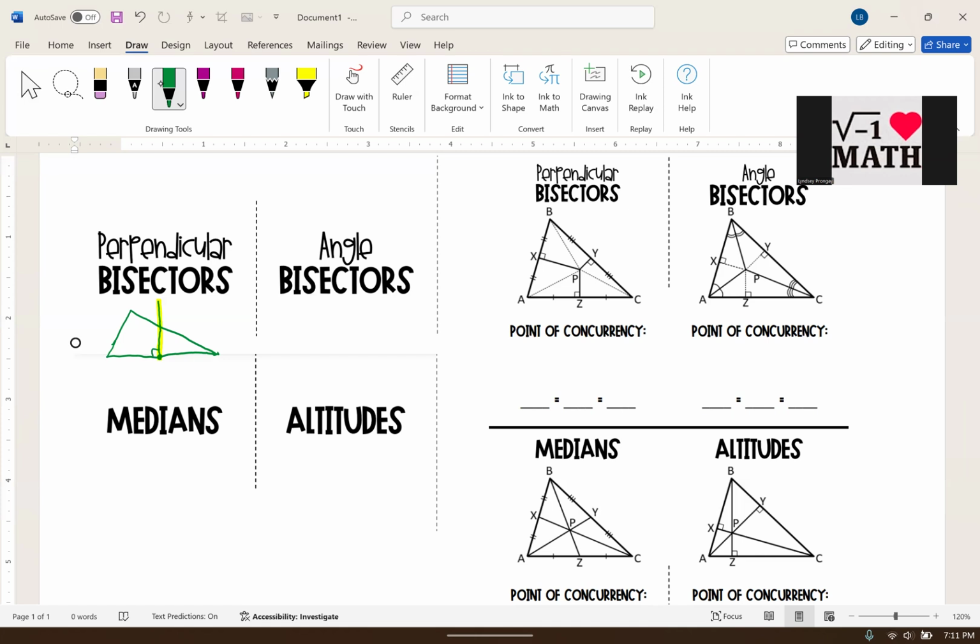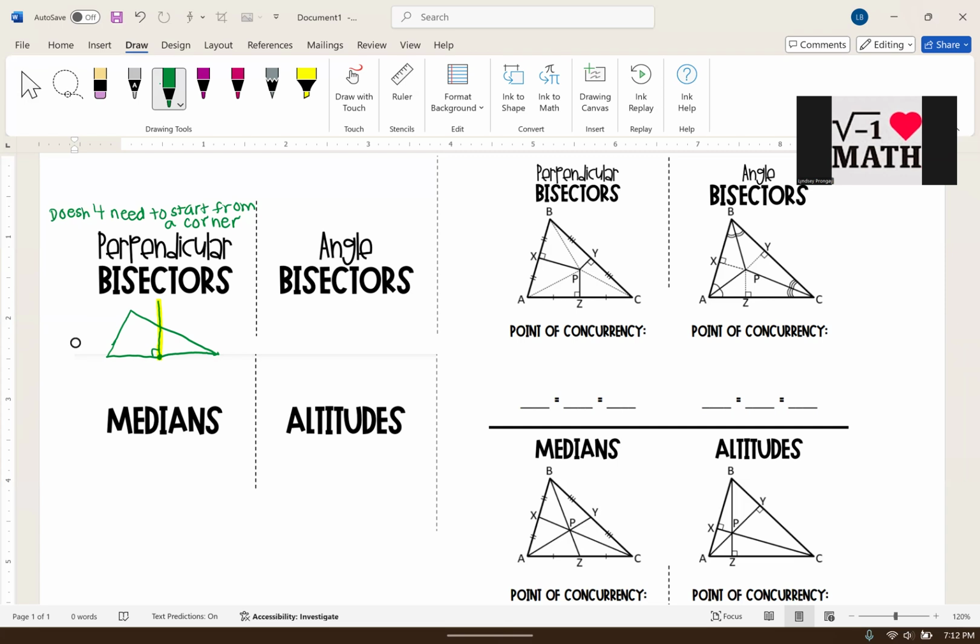I'm going to make a note that a perpendicular bisector doesn't need to start from a corner. Some of them will, but this one does not. So our perpendicular bisectors do not necessarily need to start from a corner. Based on certain triangles, they might start from a corner, but in this case, they do not have to. So that was our first one, perpendicular bisector.